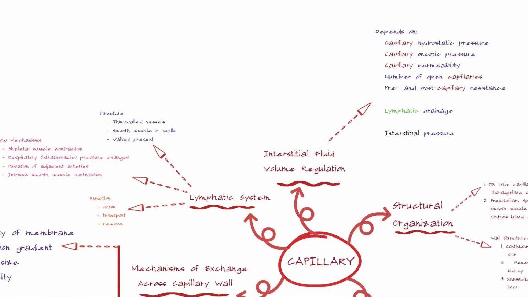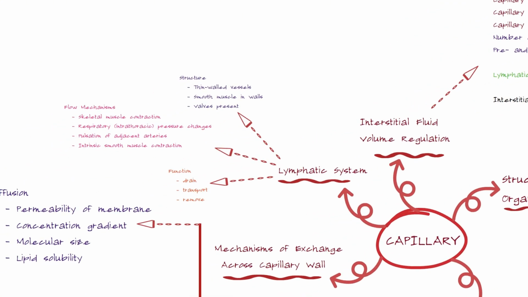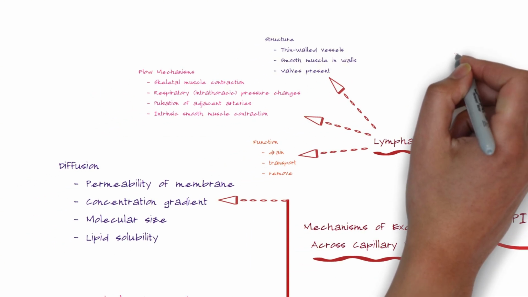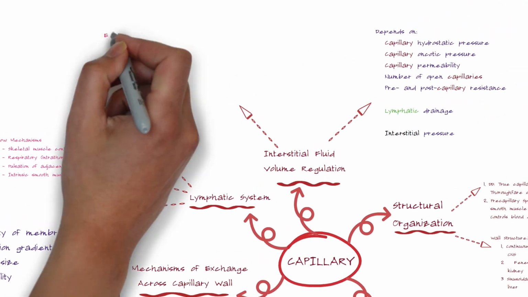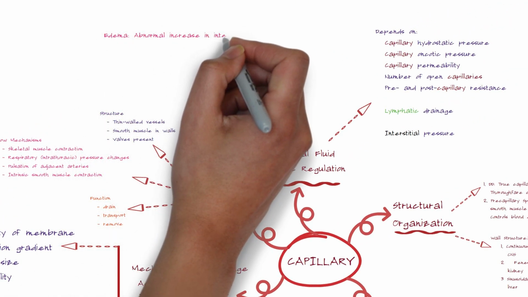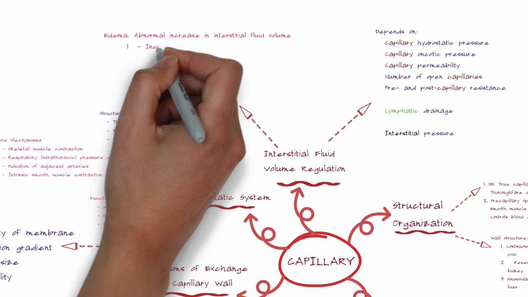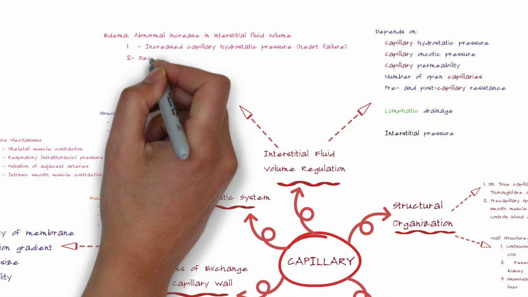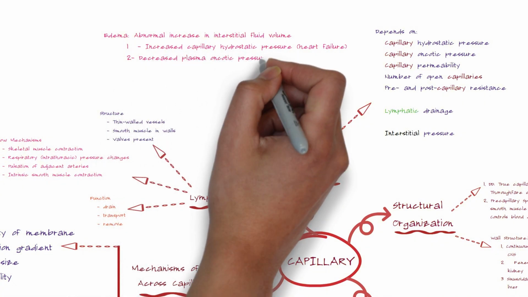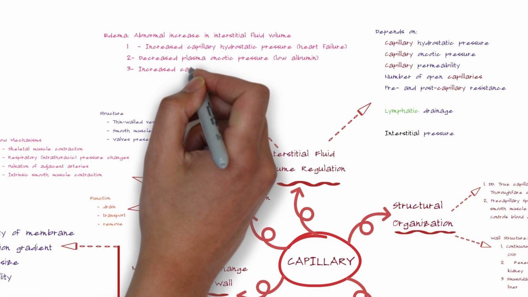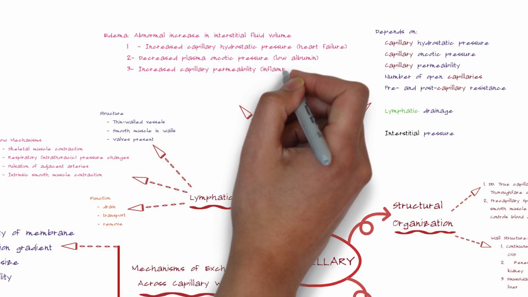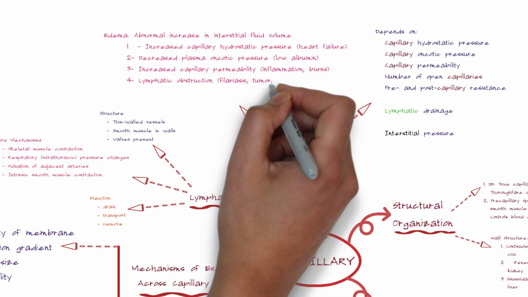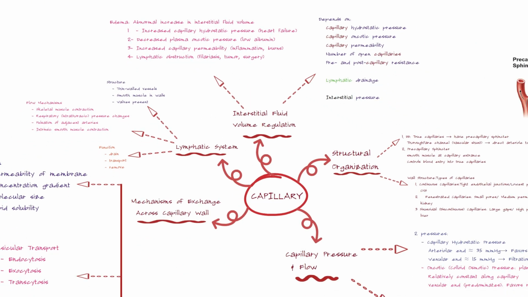So, when the interstitial fluid abnormally increases, this is called an edema. Edema can be seen in the dependent parts of the body, such as the lower limb or the back. There are many causes for edema: increased hydrostatic pressure of the capillary, as in heart failure; increased oncotic pressure of the capillary due to low plasma albumin; increased capillary permeability due to inflammation; and lymphatic obstruction, as in filariasis and tumors.